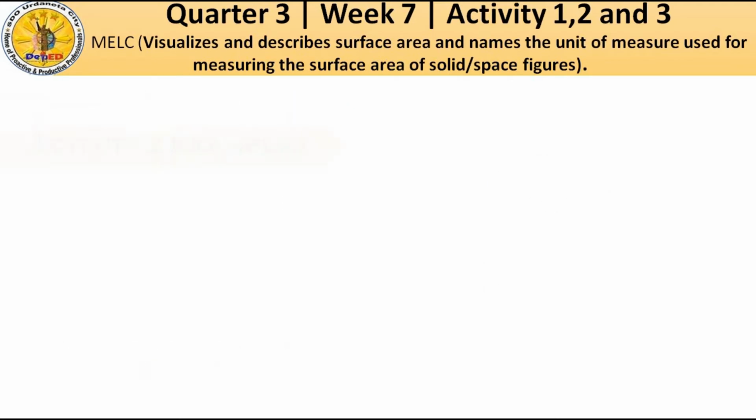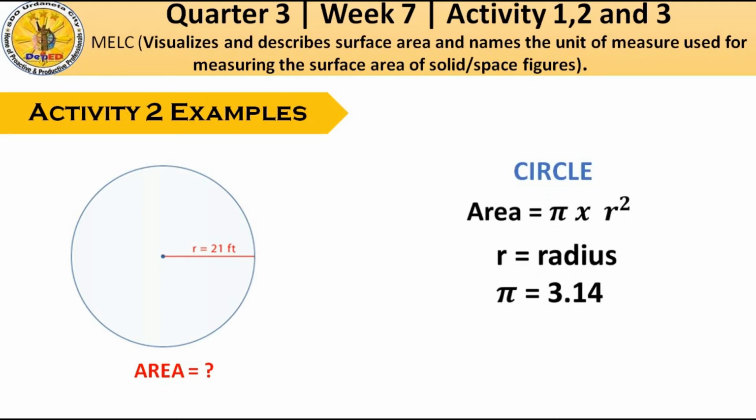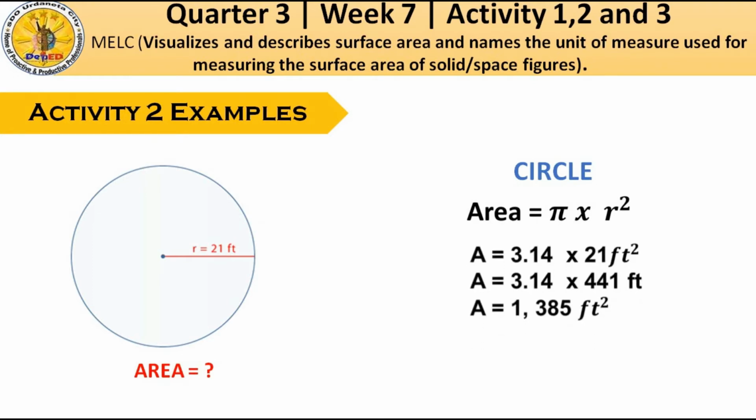Next example, we have to find the area of the circle. So, area is equal to pi times r squared, where r stands for radius. And the given value for pi is 3.14. So, area is equal to 3.14 times 21 feet squared. So, 3.14 times 441 feet. Now, saan natin nakuha yung 441 feet? As you can see, based on the formula, the radius must be multiplied by itself. So, 21 times 21 is equal to 441. So we come up with 3.14 times 441 feet. Therefore, the answer is 1,385 feet squared.